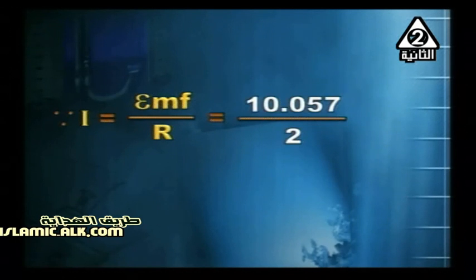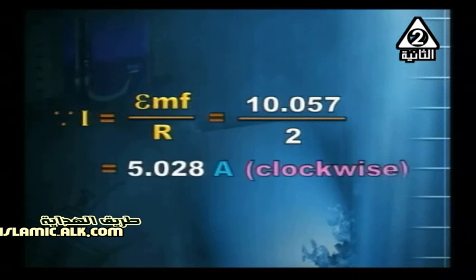Okay, if you want the current, it's all easy. Current is given by EMF over resistance. So it is equal to 10.05 over 2. It is 5.028 in the clockwise direction.